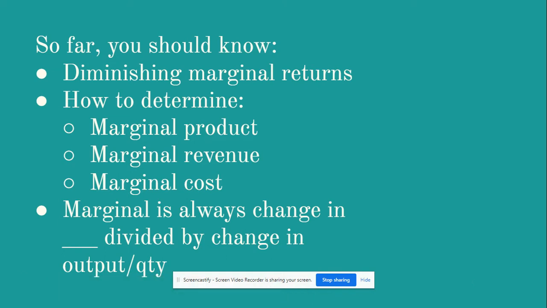So far you should know what diminishing marginal returns are. It's when your marginal product is decreasing. The additional worker you're hiring is not producing as much as the last one. Make sure you know how to determine marginal product, marginal revenue, and marginal cost.